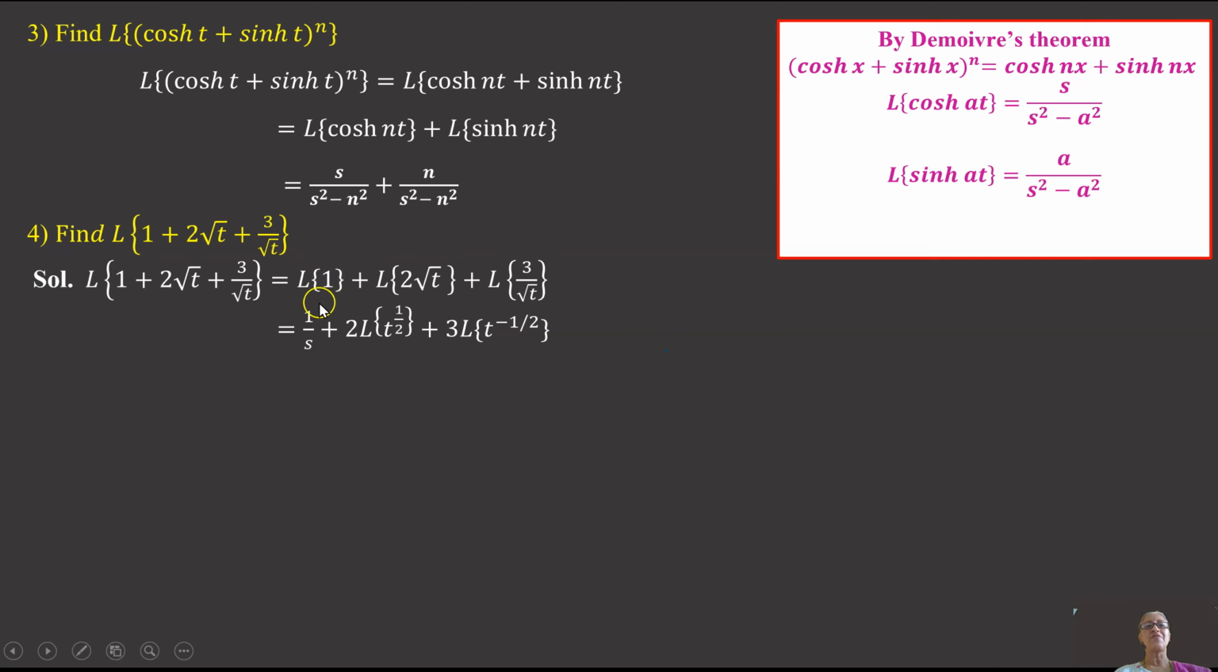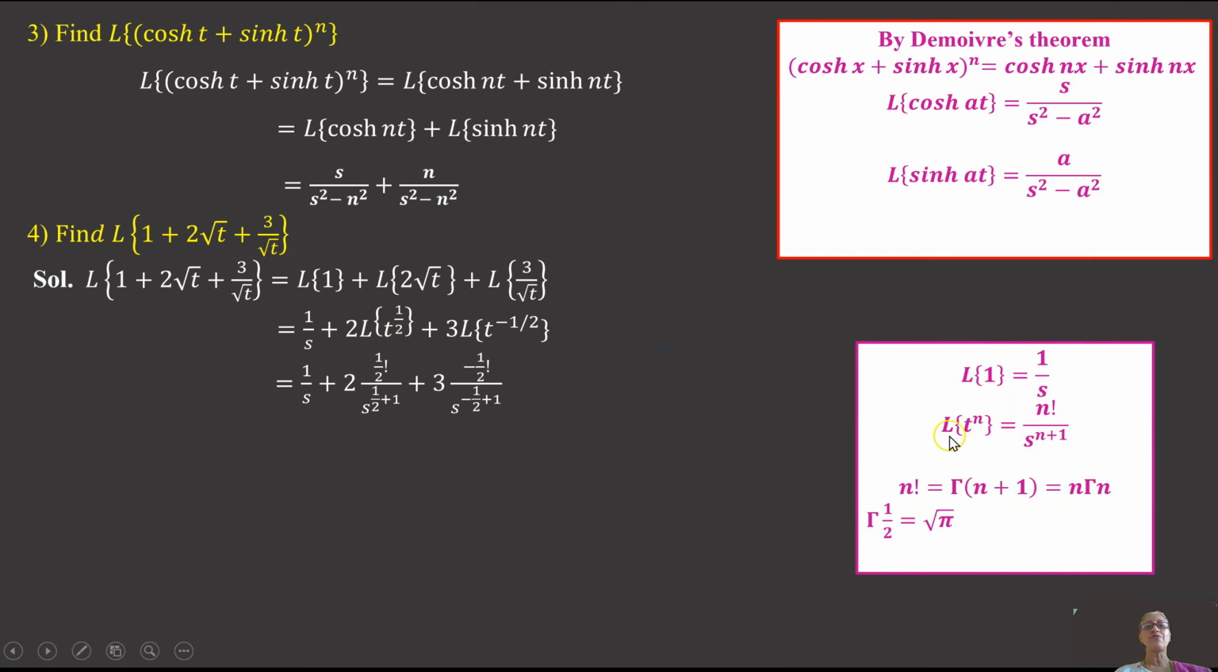Here Laplace transform of 1 is 1 by s. So I have written Laplace transform of 1 here. Now let us see 1 by s plus 2 into, here to find Laplace transform of t power 1 by 2, you have to use Laplace transform of t power n formula. So in this formula, Laplace transform of t power n equal to n factorial upon s power n plus 1. So according to this formula, Laplace transform of t power 1 by 2 gives (1 by 2) factorial upon s power 1 by 2 plus 1. In the same manner, third term gives 3 into, here minus 1 by 2 is there in the power. So you get (minus 1 by 2) factorial upon s power minus 1 by 2 plus 1.